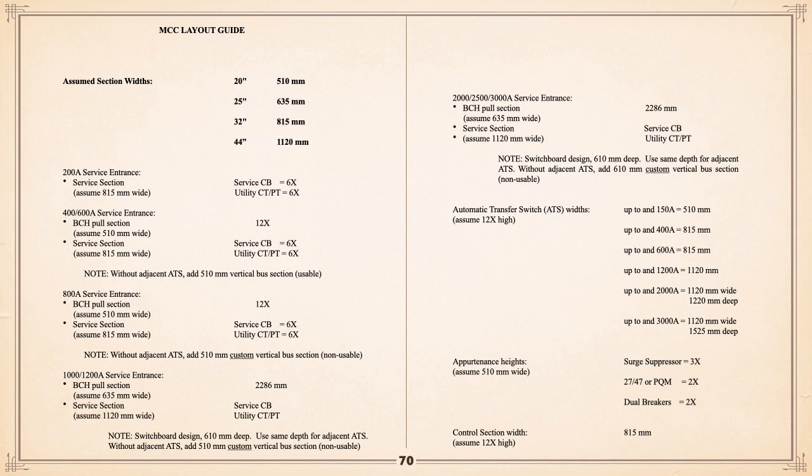Into the bigger services, you can see you get a hydro pull. There are two sections: a hydro pull section at 510 millimeter, and again a metering section, service section at 815. And it just goes on and on and on. Using all those different things, you can very quickly size up what the motor control center is.